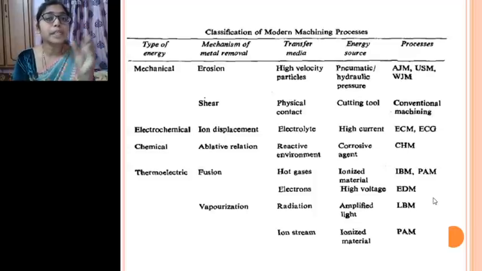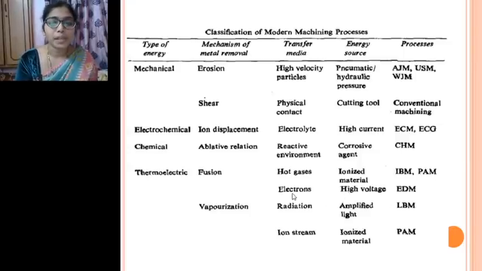The difference between there and here is that in welding, the material will reach up to its melting point, whereas in EDM, due to high voltage, the material will reach up to its vaporization point. Since the material reaches its vaporization point, we call this a material removal process. Okay, so that is the EDM process. Here it is by vaporization.